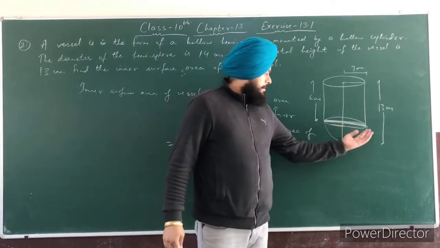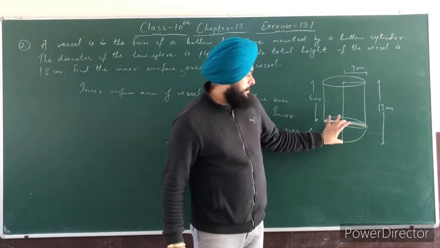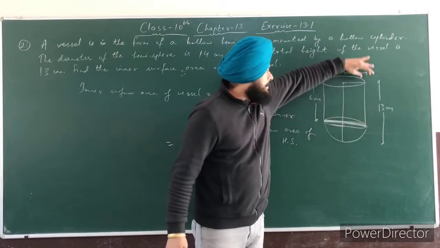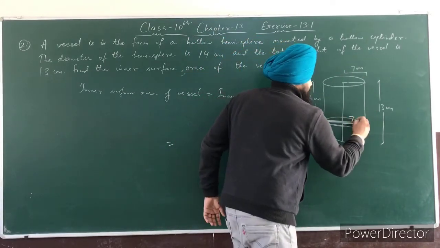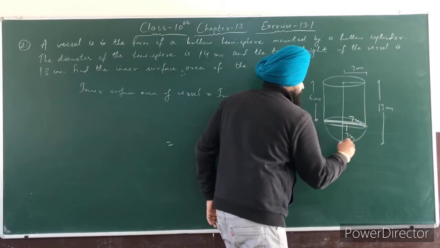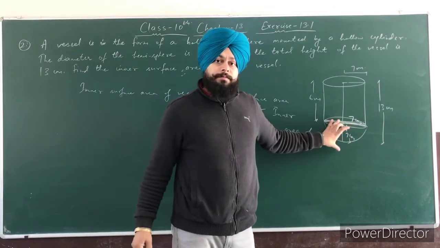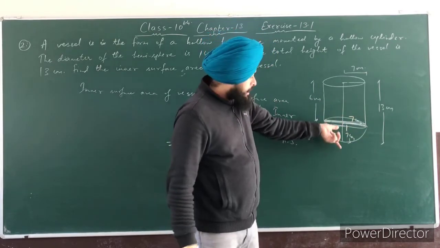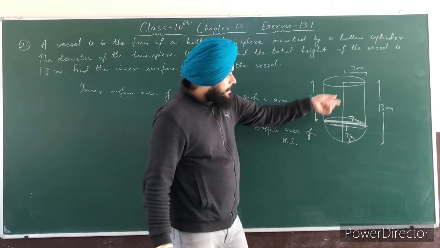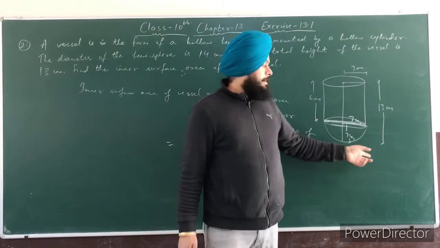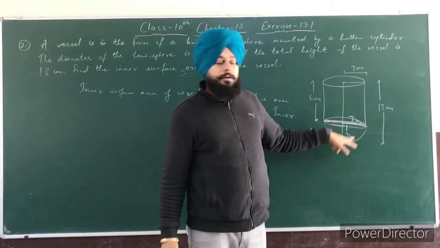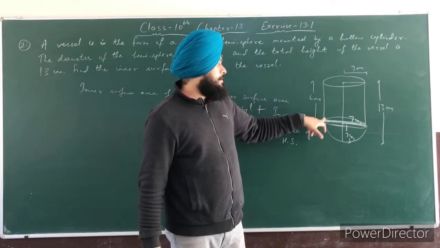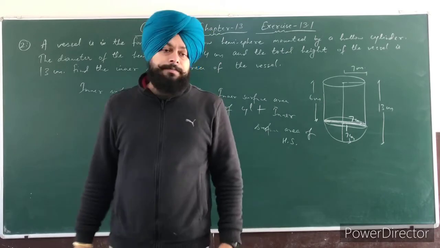Now you can see here, this is the hemispherical part. The height of this hemisphere is equal to the radius of this hemisphere, and the radius is 7 cm. So if the radius is 7, the height of this hemispherical portion is also 7, because radius and height should be the same in a hemisphere. So height is 7. If this is 7 and the total height of this vessel is 13, then what is the remaining height of this cylinder? 13 minus 7, that is 6. It means the height of the cylindrical portion is 6 cm.